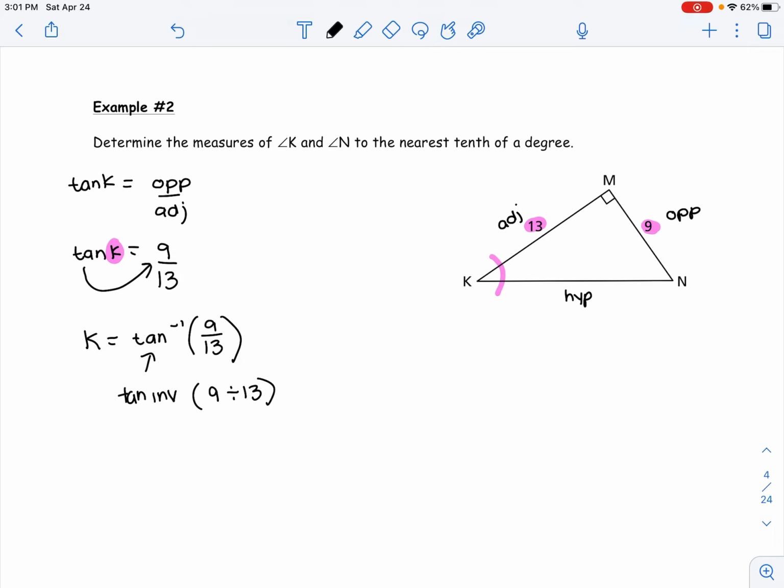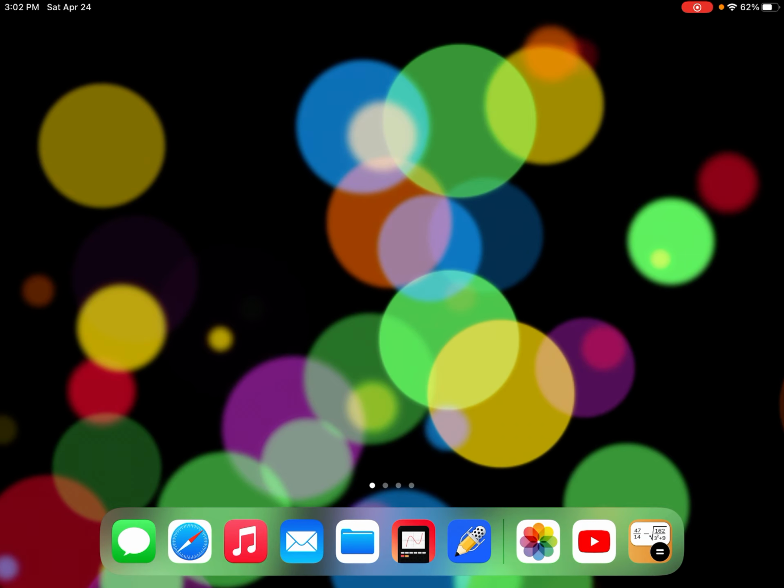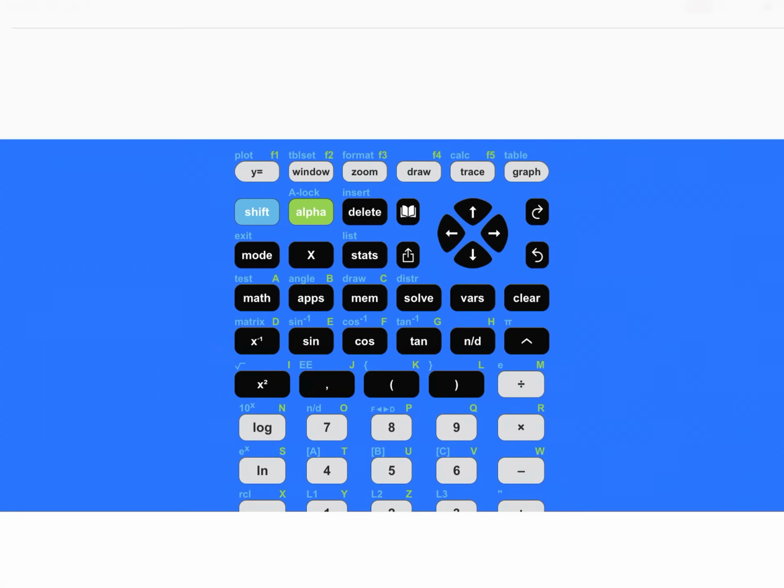So make sure, hint, hint, make sure your calculator is in degree mode. If it's not in degree mode, then tan 45 will give you some weird answer other than 1. So make sure tan 45, this is like the test. Test out tan 45, is it equal to 1? Because if it is, you're fine. Okay, so let's calculate this tan inverse of 9 divided by 13. So it's all about making sure you know where these buttons are in your calculator.